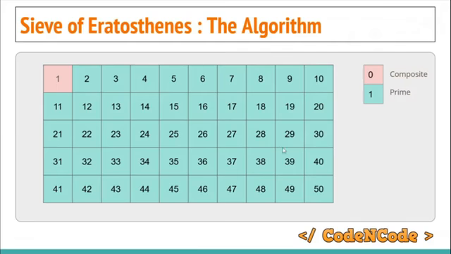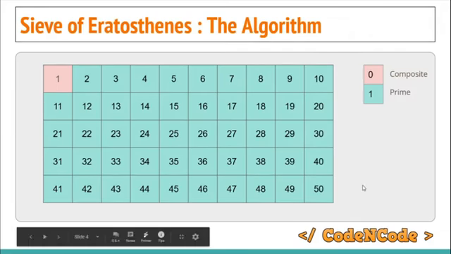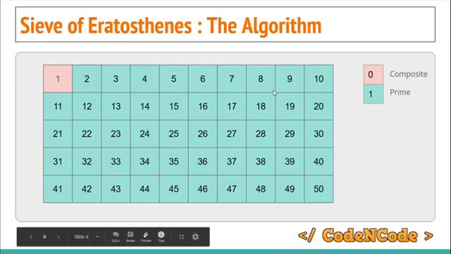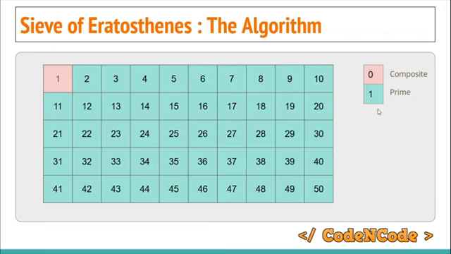Now we take an array of size n, up to which we have to generate prime numbers. In this case n is 50. So we initialize all the elements of the array as 1, that is prime, and since 1 cannot be prime, we initialize the array at index 1 as 0, and the rest of the numbers as 1.